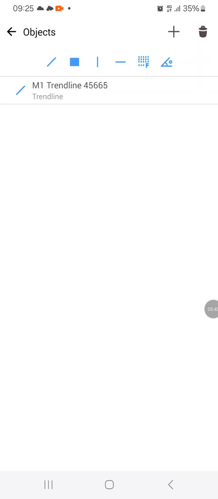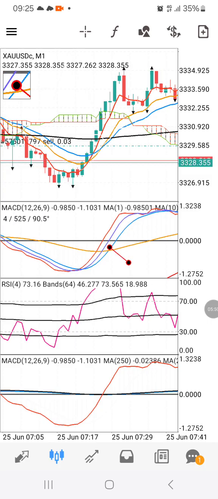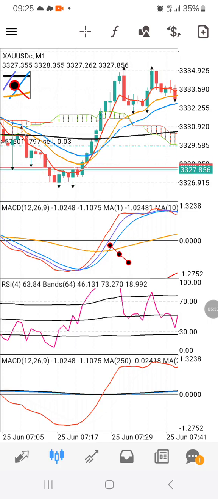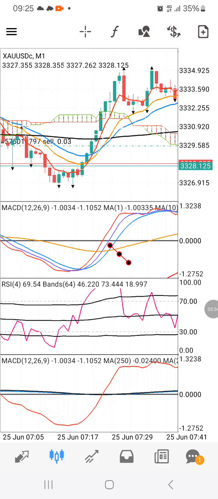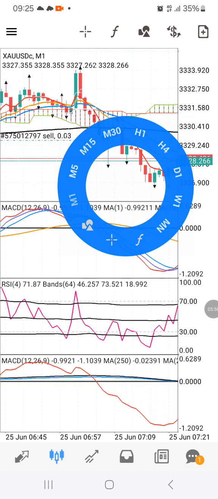And to buy, when all the moving averages cross above the yellow moving average, like what you have around here, that's a good place to buy. When it further crosses above the zero level of the MACD, that's a good confirmation to continue to buy. This is on the 1 minute time frame.